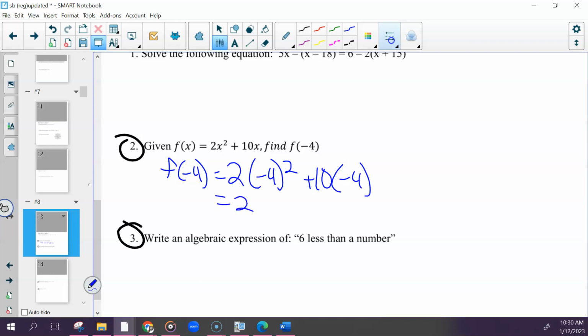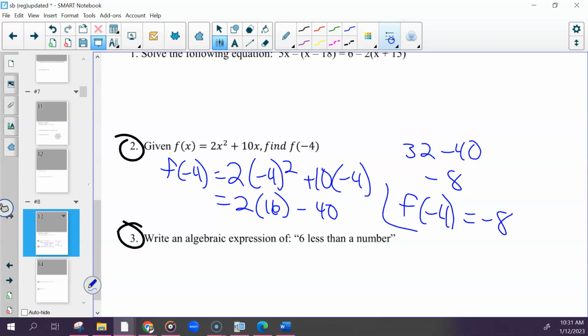So this would give us 2 times 16 minus 40. 2 times 16 would give us 32. And 32 minus 40 would give us negative 8. So f of negative 4 equals negative 8. That's how we would write that answer. Questions on that one?